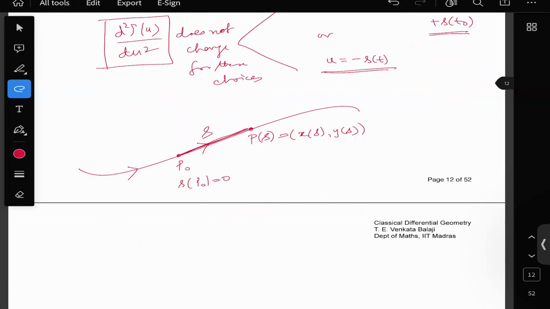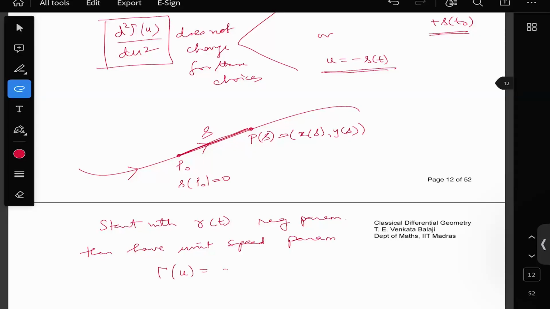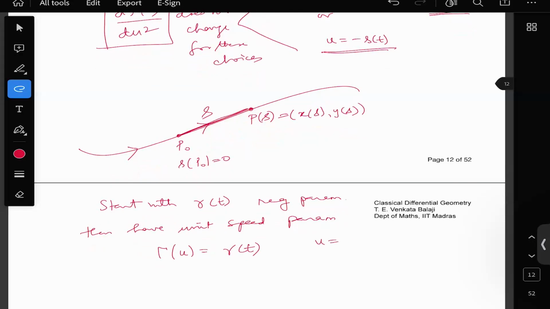So with this certitude, we will derive the curvature formula for a general space curve, and show that it agrees with the geometric formula that we already got. How do we do that? I have to do the following. Start with gamma of t, a regular parameterization. Then have a unit speed parameterization given by capital gamma of u equal to small gamma of t, where u is s of t.